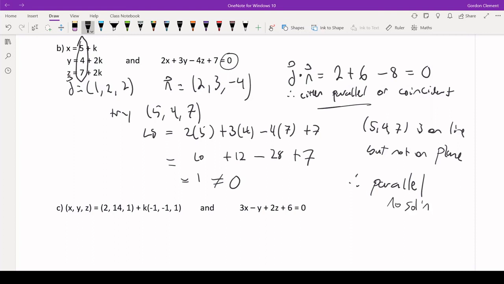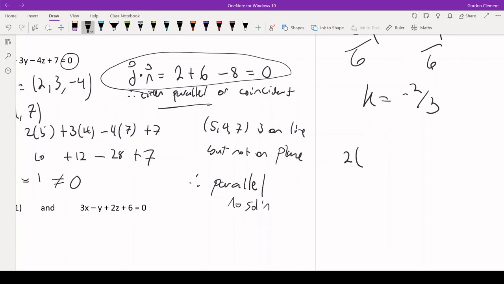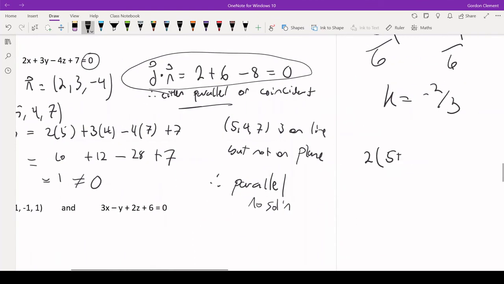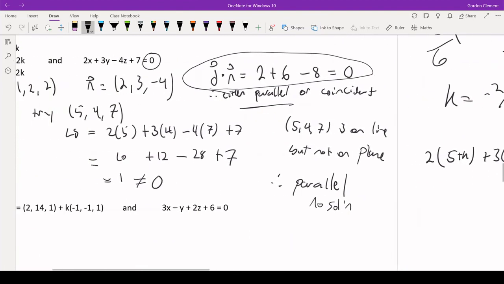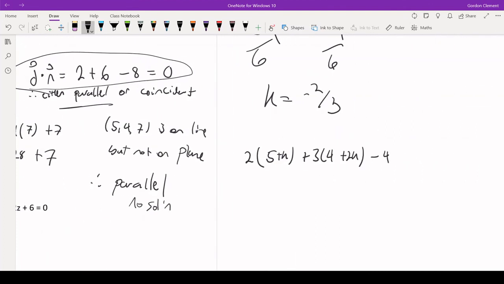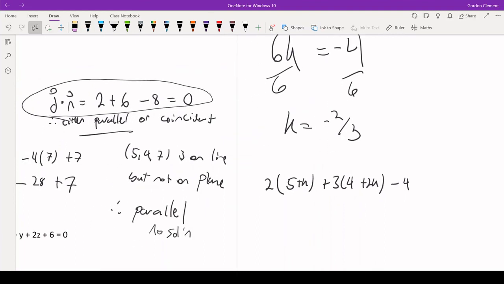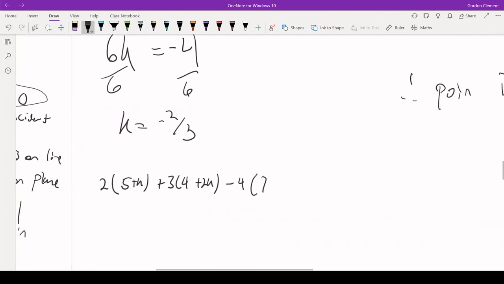Now, the other way to go about this, if you don't do this check first, and you don't know which case you have going in, is to treat it like the last example. Just plug the line into the plane. So 2 times 5 plus k, plus 3 times 4 plus 2k, minus 4 times z, which is 7 plus 2k, plus 7 equals 0. So that's the equation you'd get when you plug in.